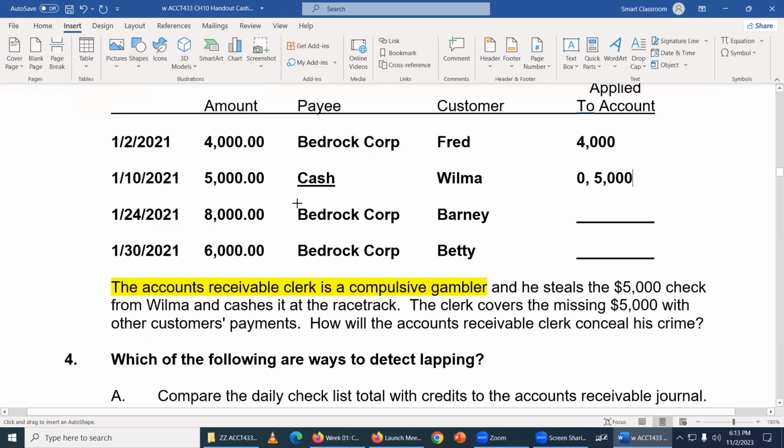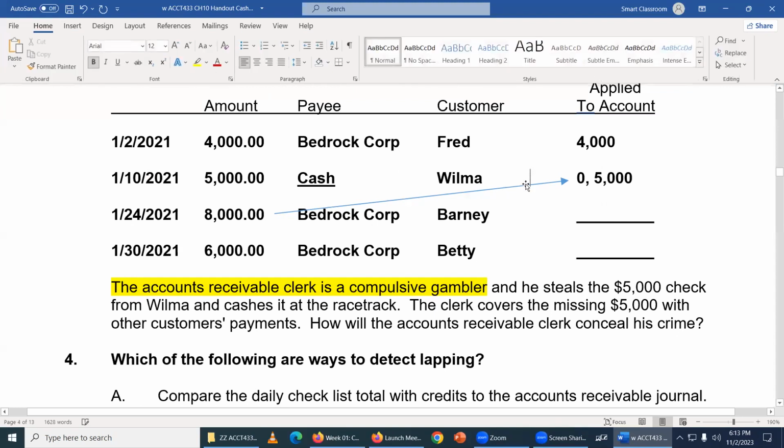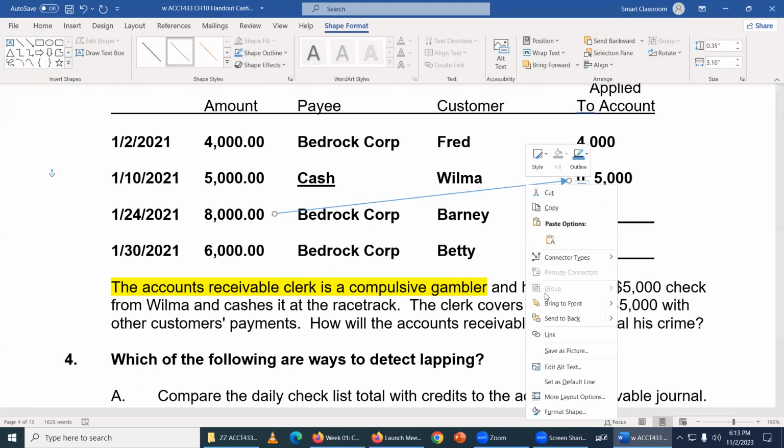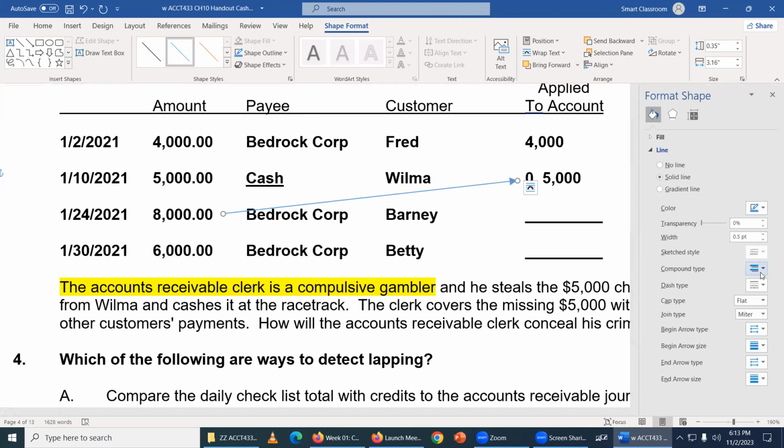Okay, so I don't know why they make these arrows light blue that no one can see. That's the default color. All right, let's make it red. How about maybe make it a little thicker?